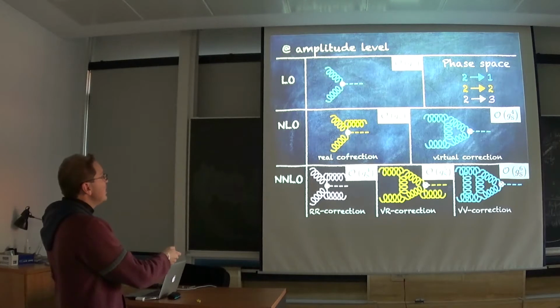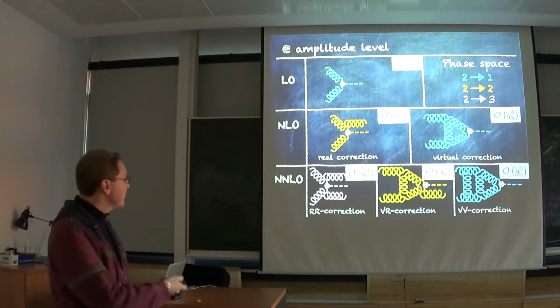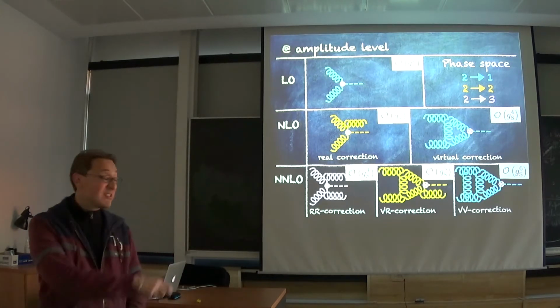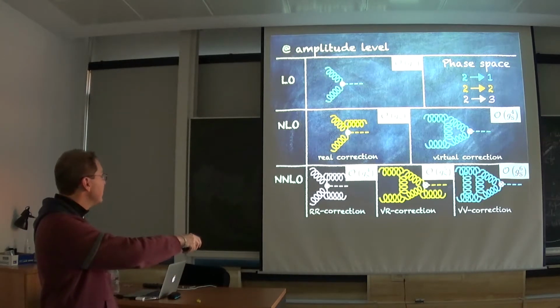So if you go to next, this is the real correction, virtual correction. If you go to the next to leading order, then you have the double real correction, the virtual real correction and the virtual correction. So then you have that the phase space is different. This is 2 to 3, this is 2 to 2, and this is 2 to 1.